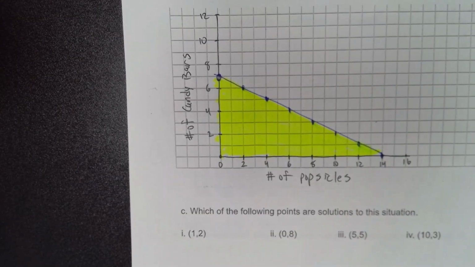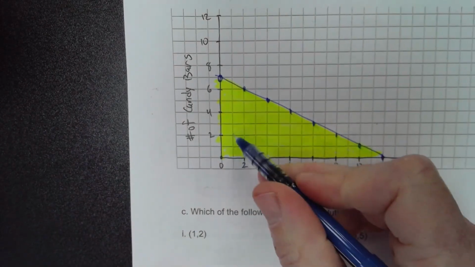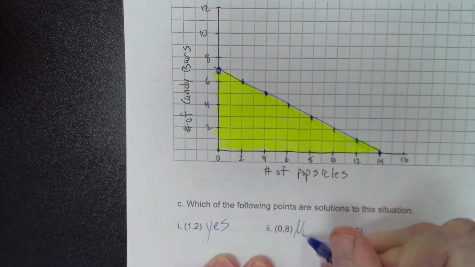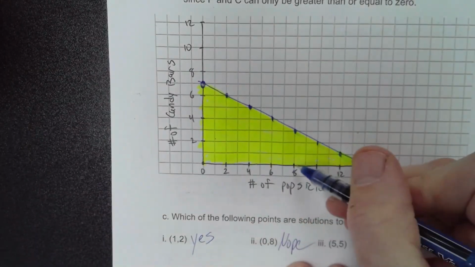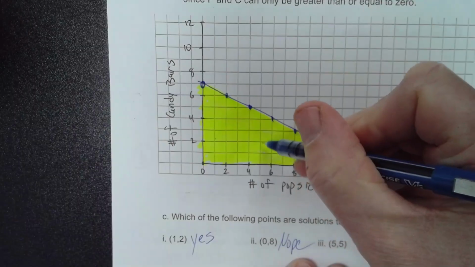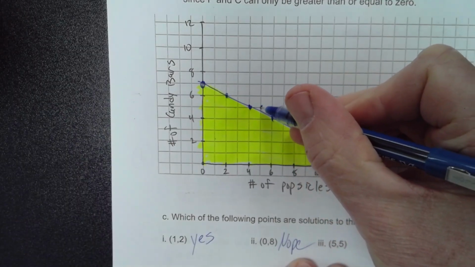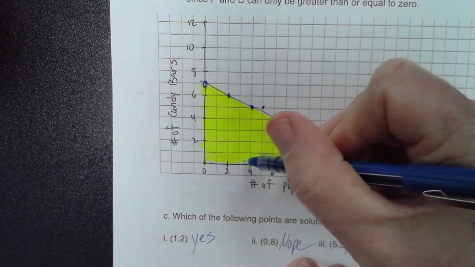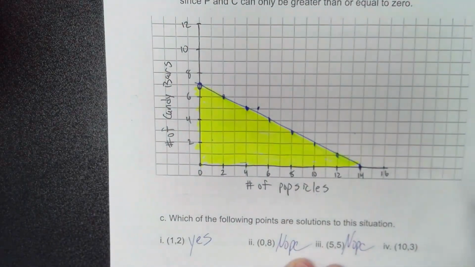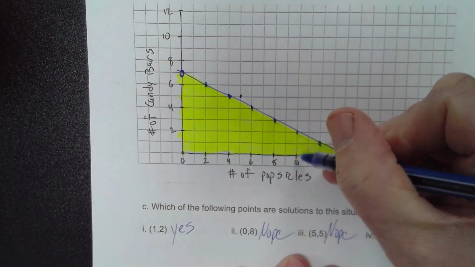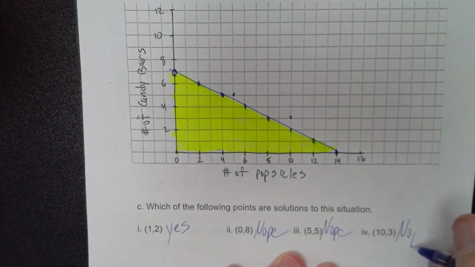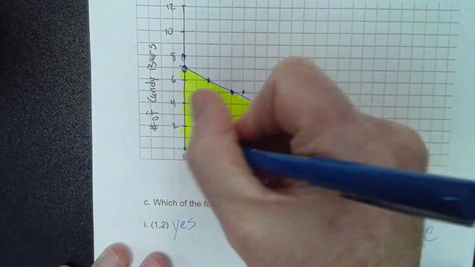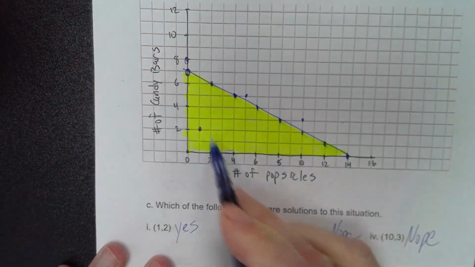Okay, so points that work and don't work. 1, 2: over 1, up 2, that's a yep. 0, 8 would be up there, that's a nope. 5, 5: over 5, up 5 would be right there, right? That's above, so that's a nope. 10, 3: over 10, up 3 would be too much as well. So we got some nopes. And then 1, 2 is right there, right? So we got 1 yes and then 3 no's.